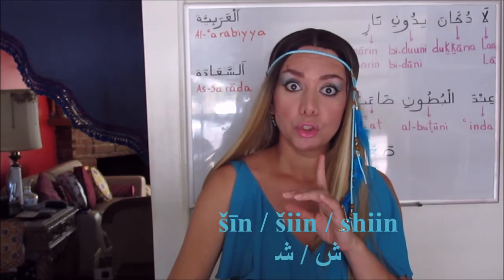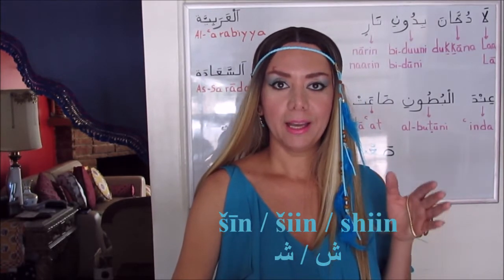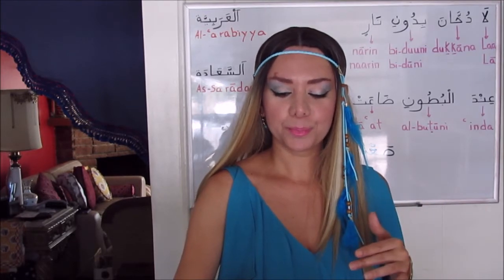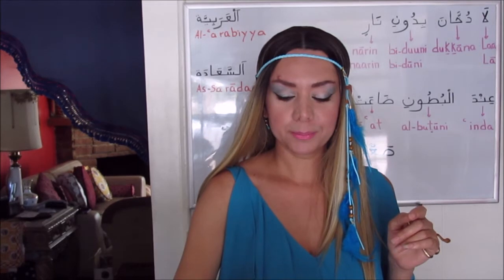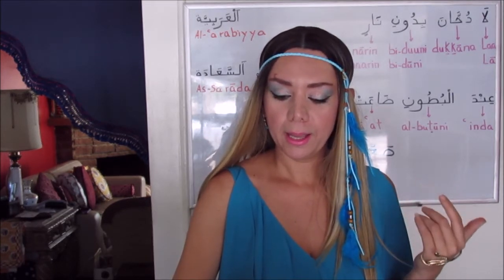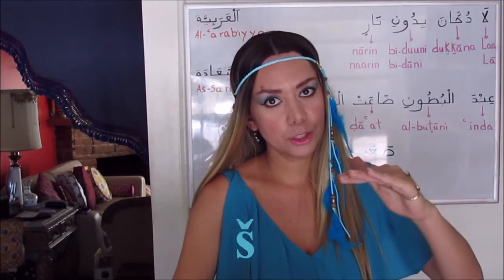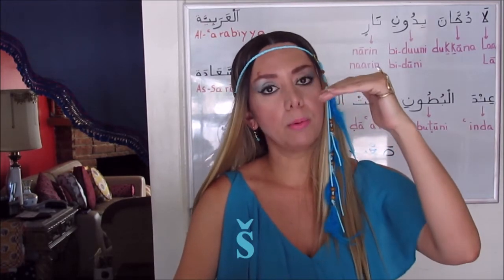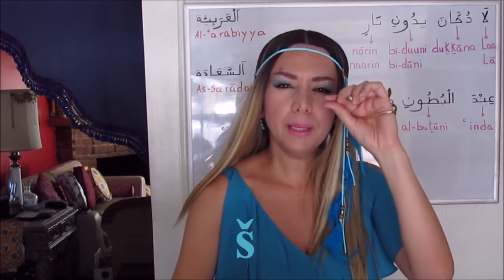Sheen is symbolized by SH, as in short, or with an S marked with a diacritic mark that sits right above the S and looks like a mini V.